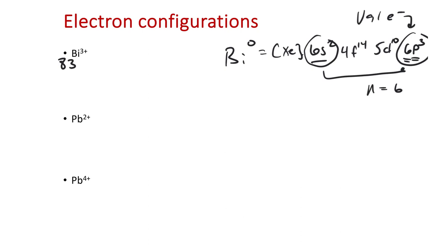So my bismuth 3 plus electrons, I'm going to lose the 6p3 electrons first. So bismuth 3 plus should be a xenon configuration, followed by 6s2, 4f14, 5d10.